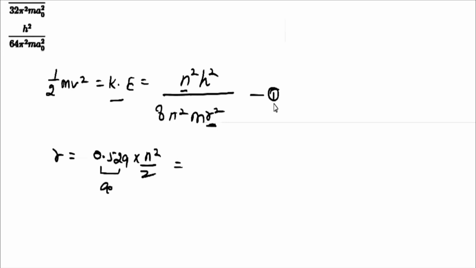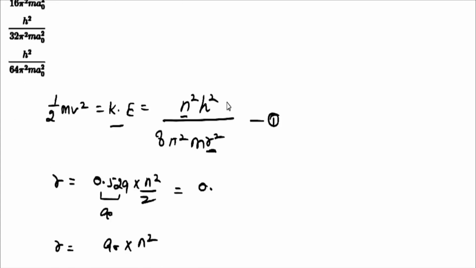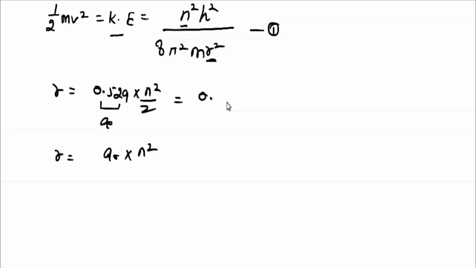So 0.529 is a0. The radius is a0 into n square divided by Z. Because we have a hydrogen atom, Z is 1, so we don't need to write Z. So this is a0 n square. Now we have the second orbit, that means n is 2. So a0 into n square, that is 2 square. We get, for the second orbit, 4 a0.